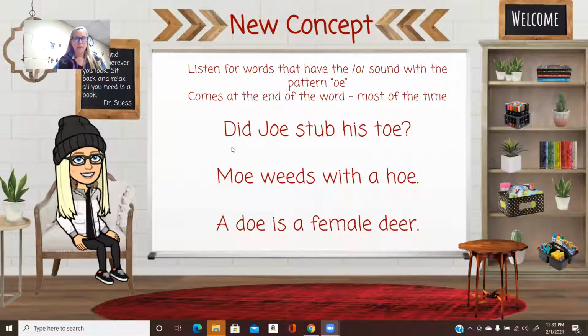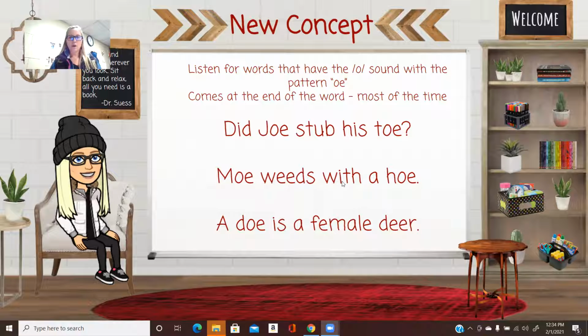Let's go ahead and we're going to once again read those sentences. I encourage you to pause the video and read those sentences at home. There aren't any words in these sentences that you can't read. Practice your reading fluency. Here we go. Did Joe stub his toe? All right, go ahead and write down the two words in this sentence that have the OE pattern. And you can see that I have Joe and toe. Okay, let's look at the next sentence.